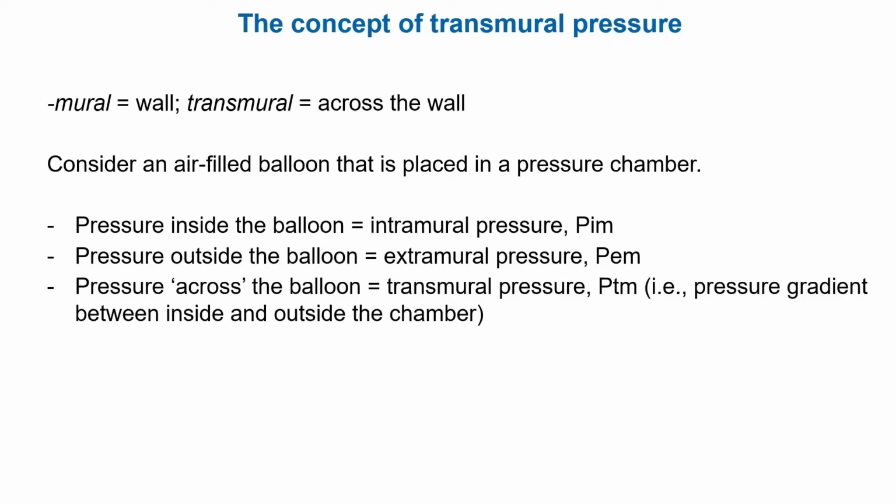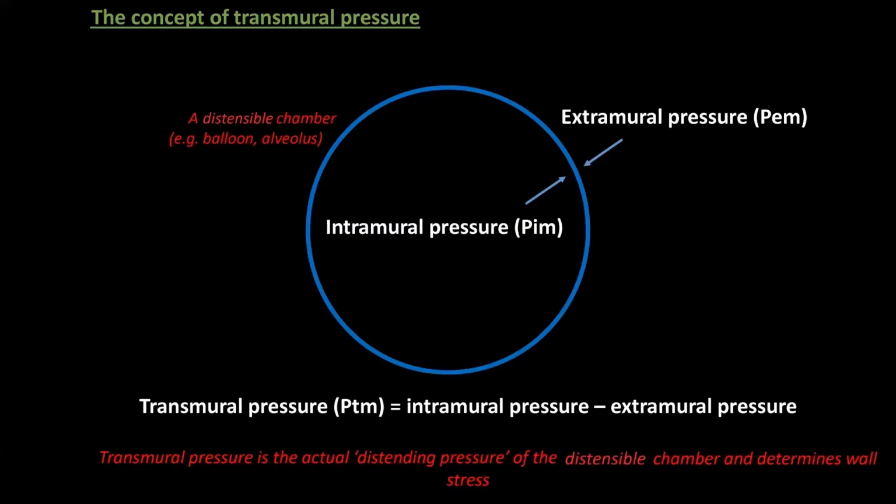This is the pressure gradient between inside and outside the chamber. Mathematically, the transmural pressure would be the difference between intramural and extramural pressure. Here's a graphical representation of that. This is any distensible chamber, for example, a balloon or an alveolus. The pressure inside is intramural pressure. Pressure outside is extramural pressure. And the transmural pressure across the wall of this chamber is the difference between the two.